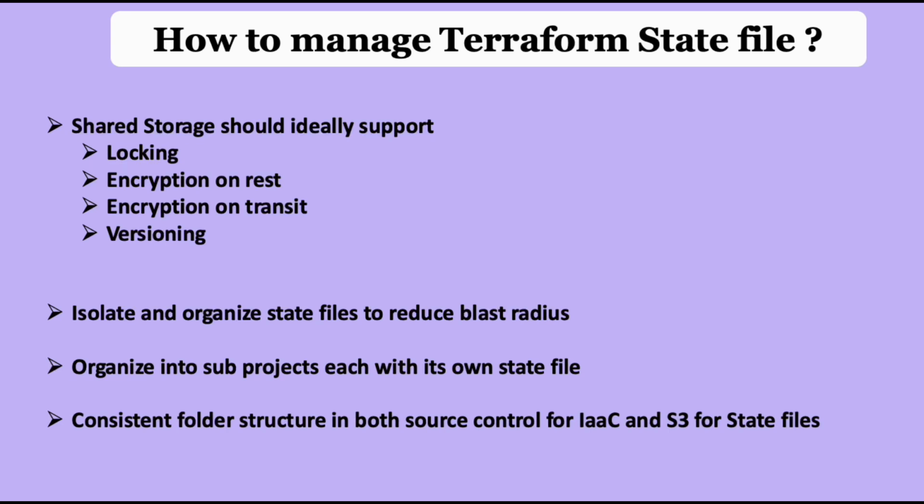The folder structure that you manage in GitHub or any source control repo should be the same as the folder structure that you manage in S3, so that it's easy to map and consistent. In case you want to refer to the state file for a given sub project, it is easier if you keep a consistent folder structure between these two areas. One is GitHub and another is S3.